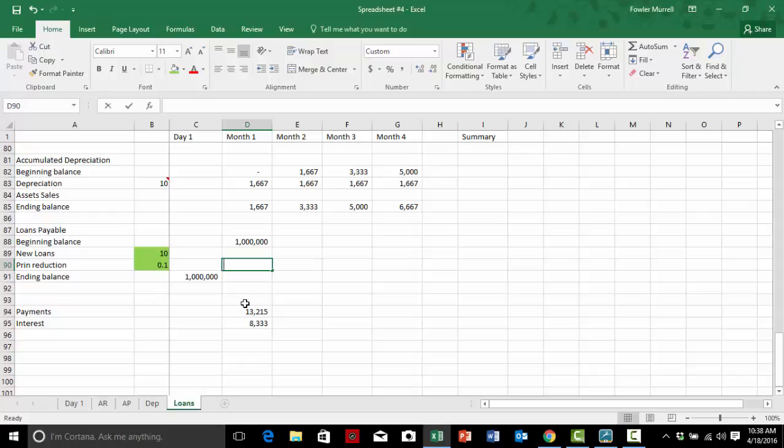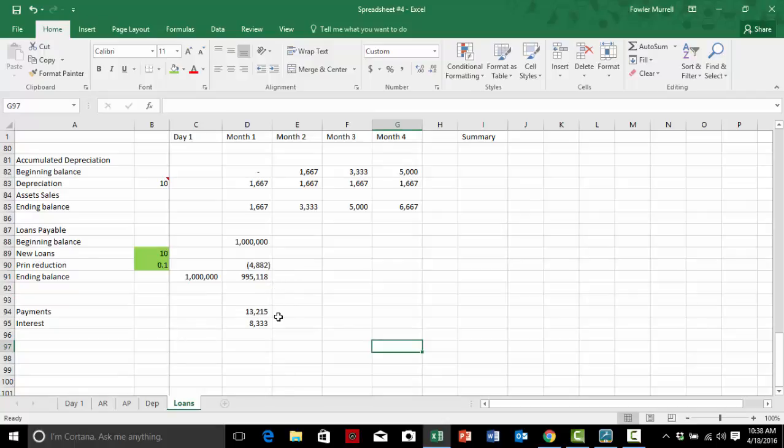So we'll say equal that minus this to get a negative number. Okay? And our ending balance will be the sum of all of this. And do an auto sum here. So this is our ending balance.